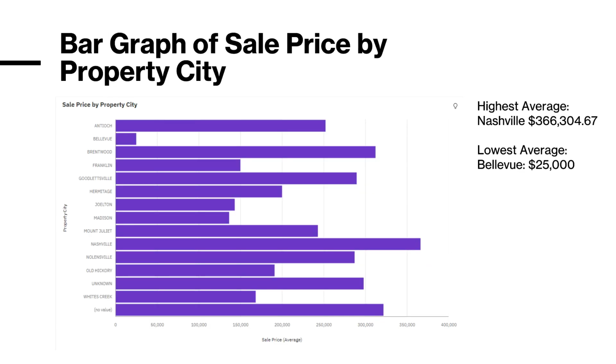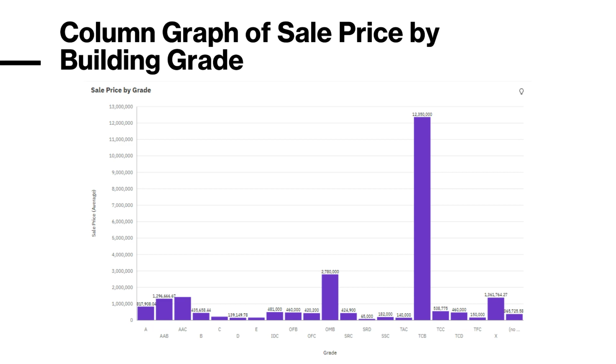One relationship I want to focus on is the sale price by property city. As you can see from this bar graph, Nashville has the highest sale price average of around $366,000, while Bellevue has the lowest average of only $25,000. Another relationship worth noting is sale price and building grade. In this graph, you can see a building with a TCB grade has the highest sale price of $12,350,000, while SRD grade has the lowest with a sale price of $65,000.